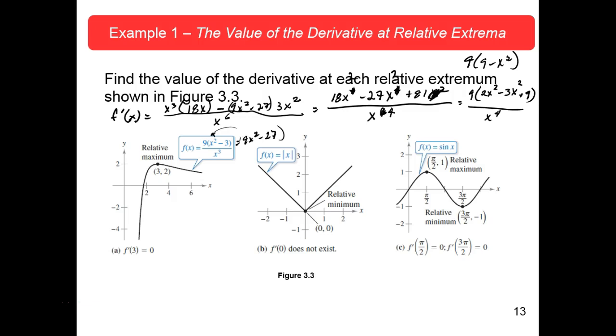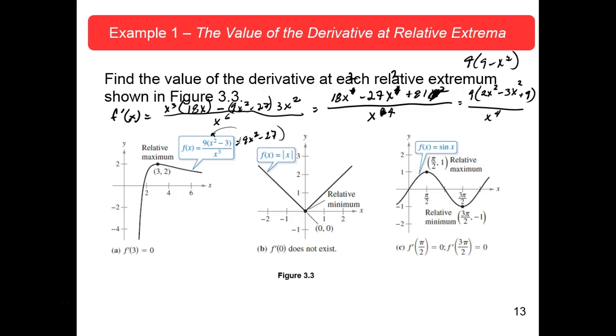So, 81 minus. Okay, wait. If you multiply the 9 through on the first, you've got to do the second one too. Why don't you just leave the 9 out here and just plug in the 3 there? 9 times 3 squared, minus 3 squared. Is what?